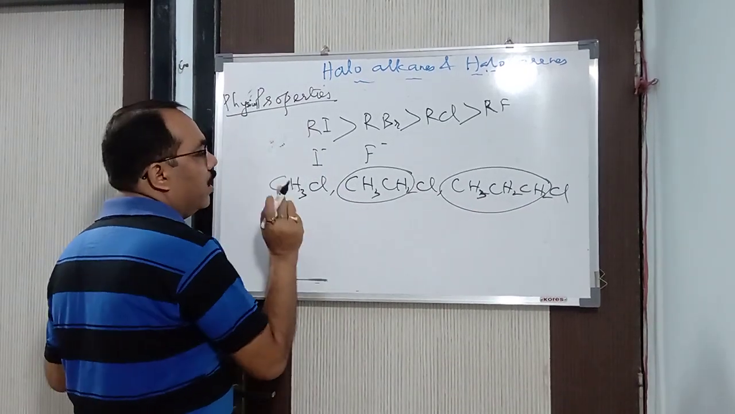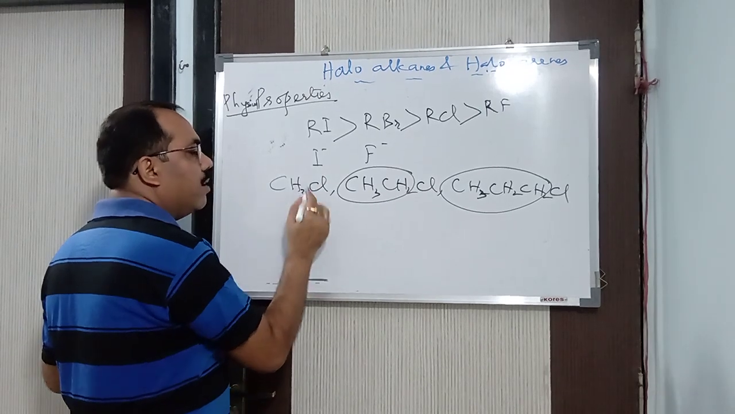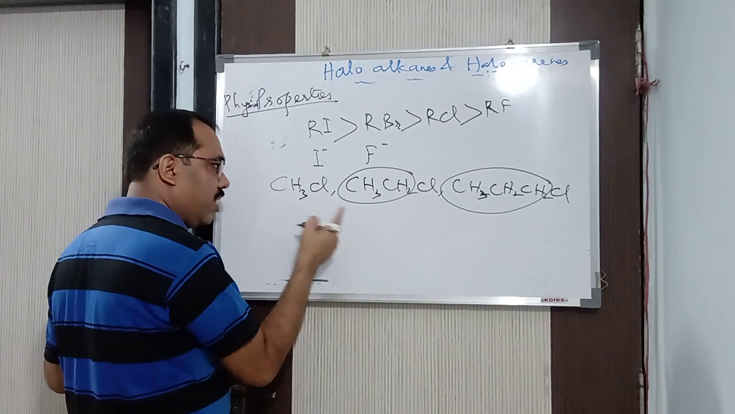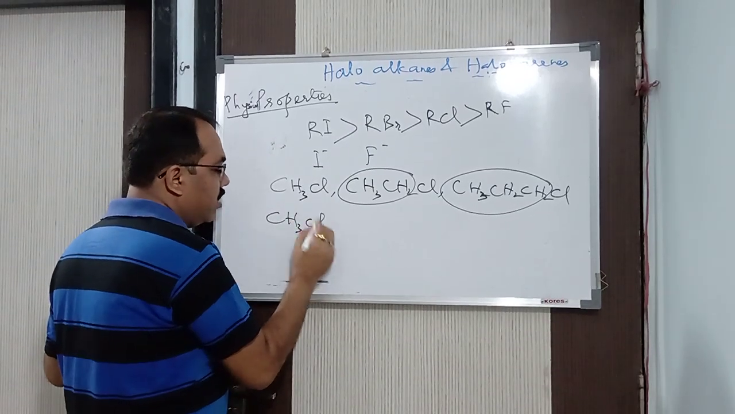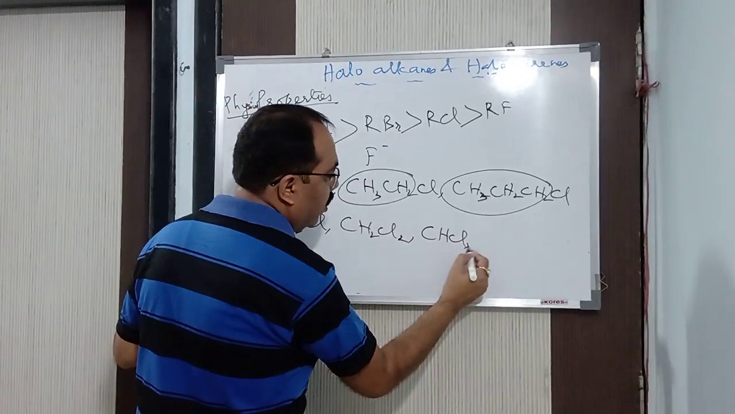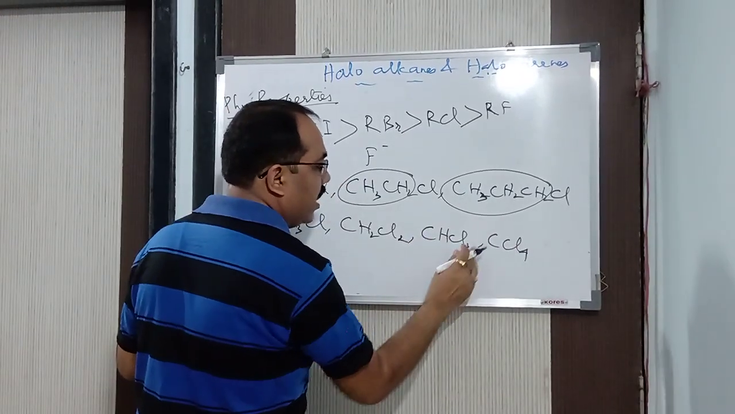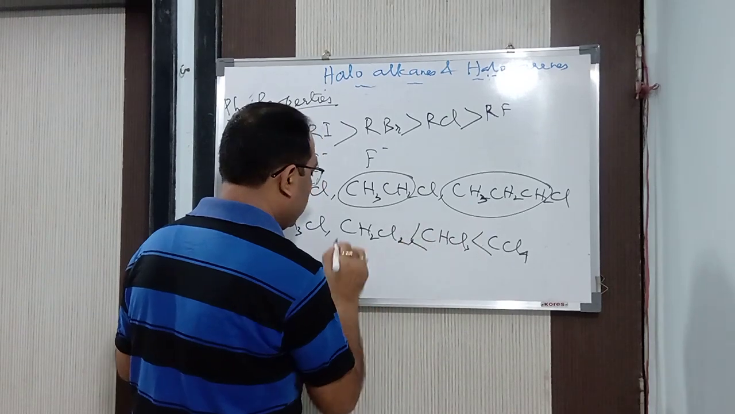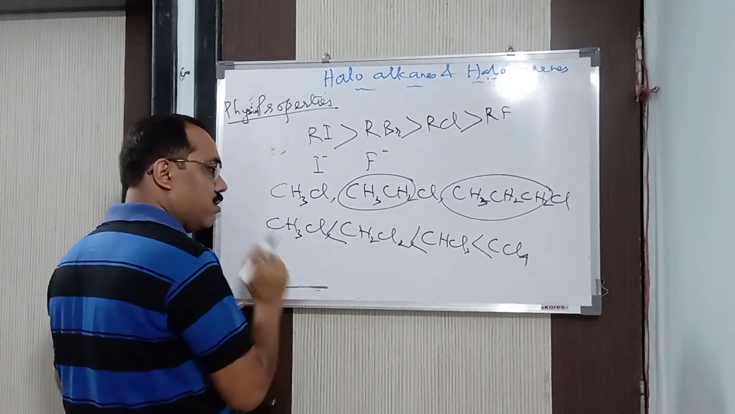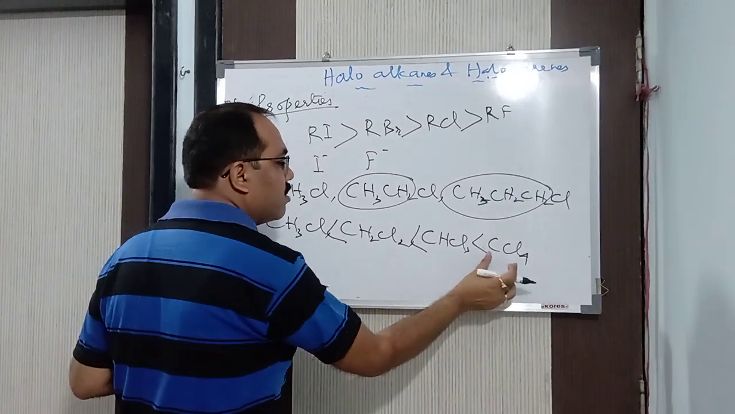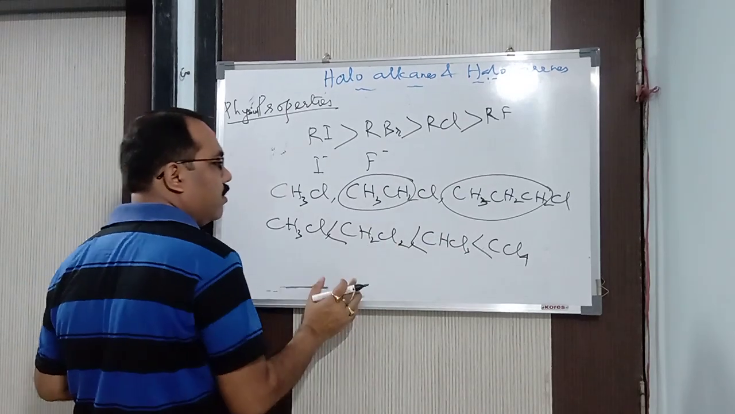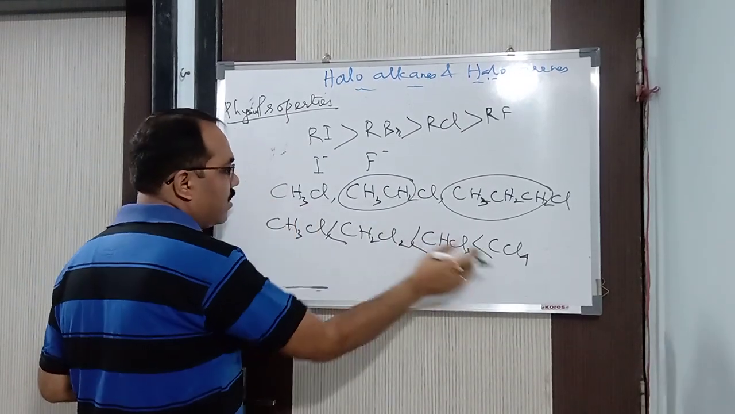Similarly, if the number of halogen atoms increases in the case of chlorides, let me show you: I have CH3Cl, CH2Cl2, CHCl3, and CCl4, which has the highest boiling point. CCl4 has the highest boiling point, then CHCl3, then CH2Cl2. Because it is more polar and more polarizable, it has the highest boiling point.